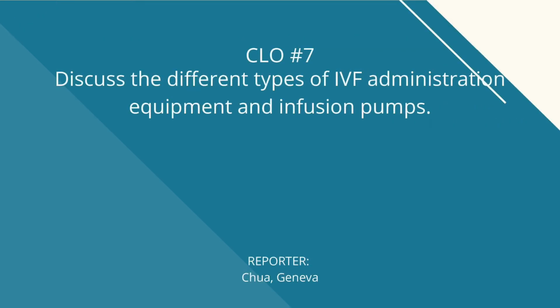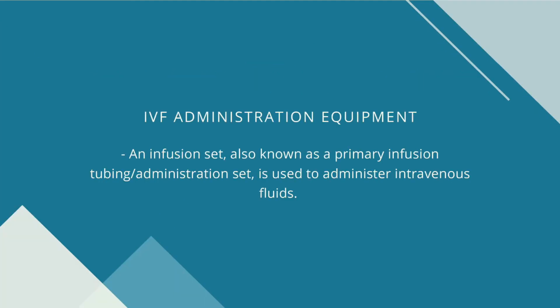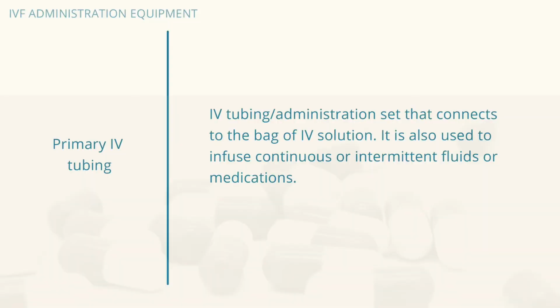CLO number 7 is to discuss the different types of IVF administration equipment and infusion pumps. First, let's define IVF administration equipment. It is an infusion set. It is also known as a primary infusion tubing or administration set. It is used to administer intravenous fluids. Now let's go to the IVF administration equipment.